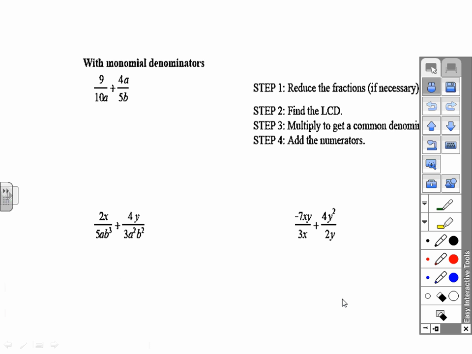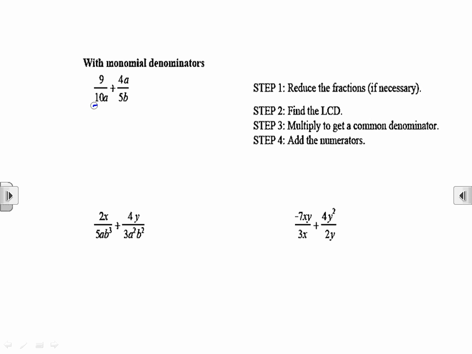We're going to talk about how to add and subtract rational expressions. First, we're going to look at adding and subtracting when I have monomials, which means I have one term in the denominator. What you want to think about in these problems is keeping up with the Joneses. So I want to have the same thing in both my denominators.